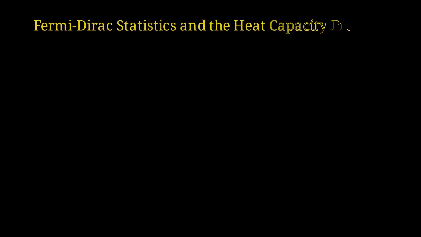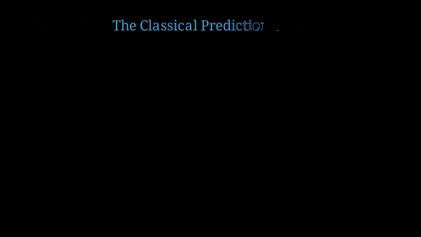In this lesson, we're going to explore one of the most important discoveries in quantum statistical mechanics, how Enrico Fermi and Paul Dirac solved the mystery of electron heat capacity in metals. In the early 1900s, physicists faced a serious problem. Classical physics predicted that electrons in metals should contribute significantly to heat capacity, but measurements showed something completely different.